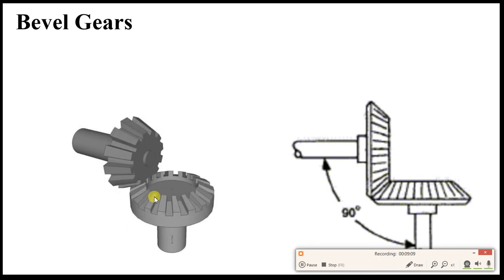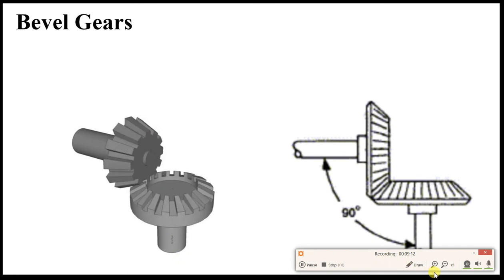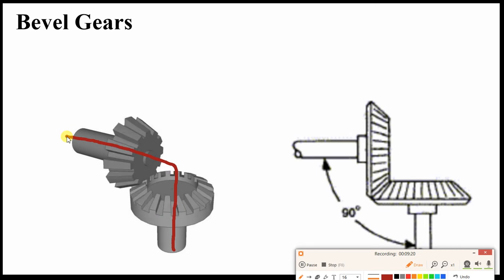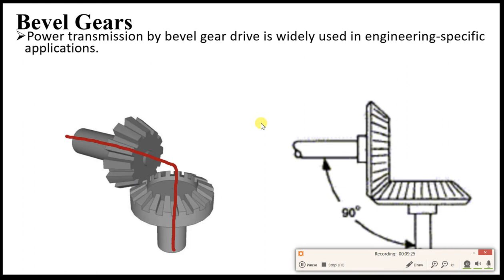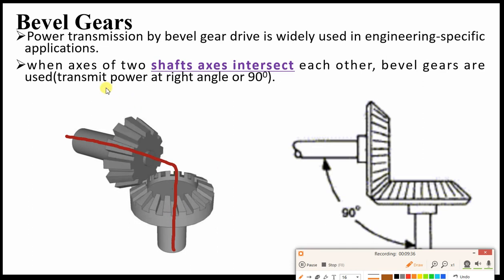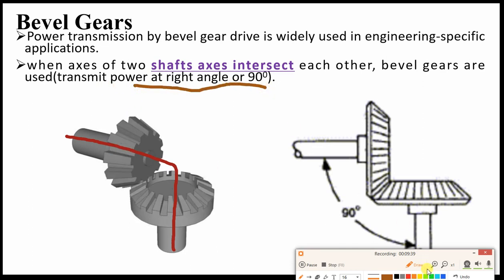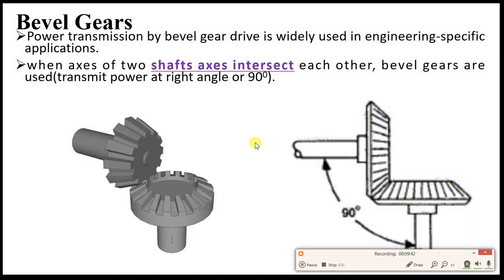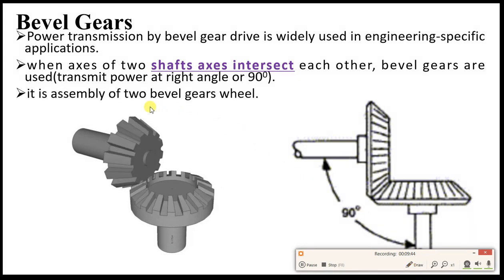So when you want to transmit your motion at 90 degrees, this gear is rotating and this gear will also rotate, so power is transmitted from this gear to this gear. At right angle the motion is transmitted. It is generally used in the differential gearbox when you want to transmit the power at 90 degrees, or right angle; then bevel gears are used. This is an assembly of two bevel gears.